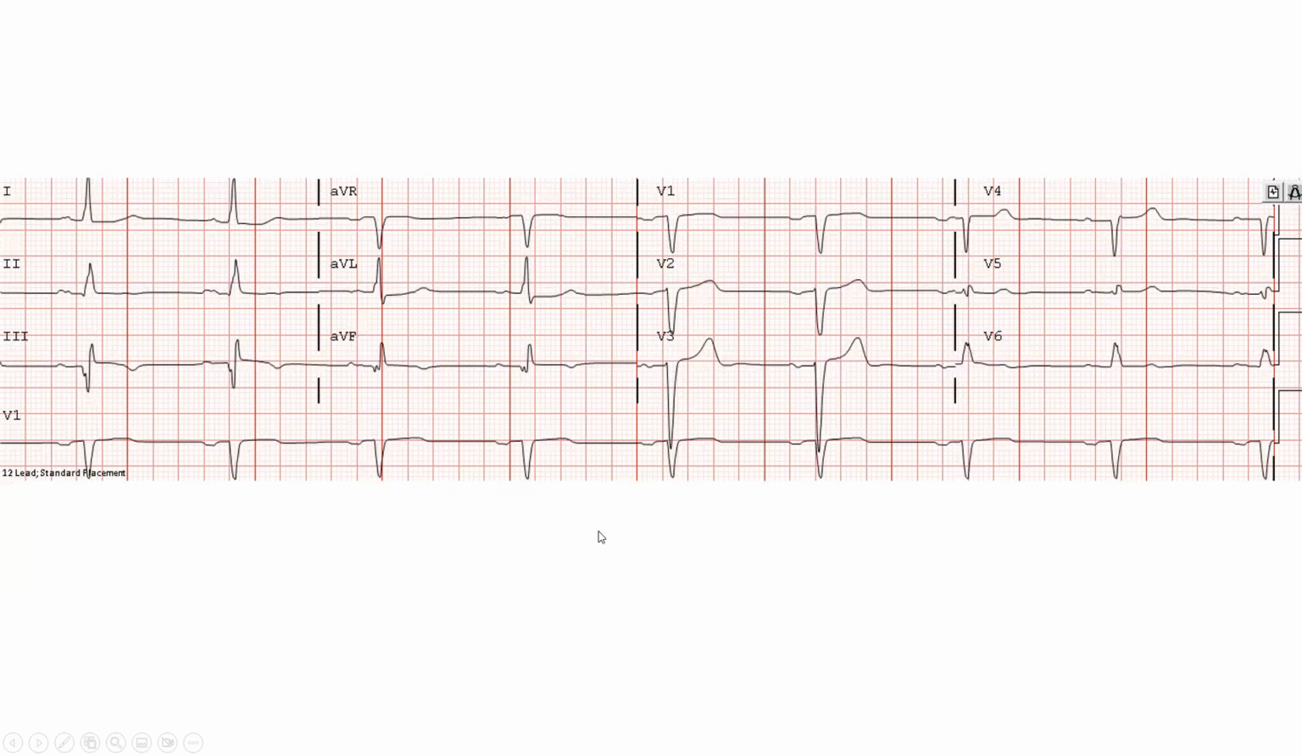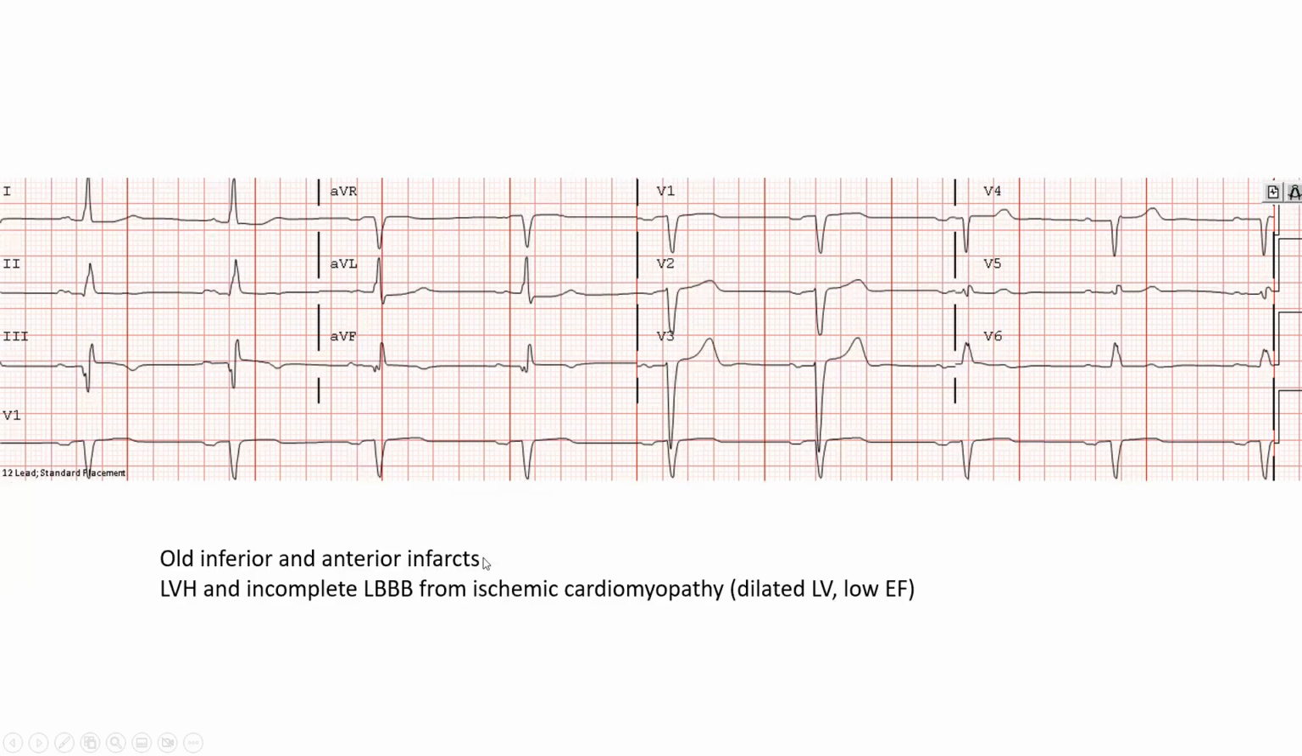So this is what you have, basically. You have old inferior and anterior infarct, you have LVH and incomplete left bundle branch block. In this case, secondary to ischemic cardiomyopathy rather than to hypertensive heart disease. You have ischemic cardiomyopathy, you get dilated LV, low EF, and with that, you get LVH voltage criteria and left bundle branch block. Keep in mind, LVH voltage criteria mean an increase in myocardial mass.